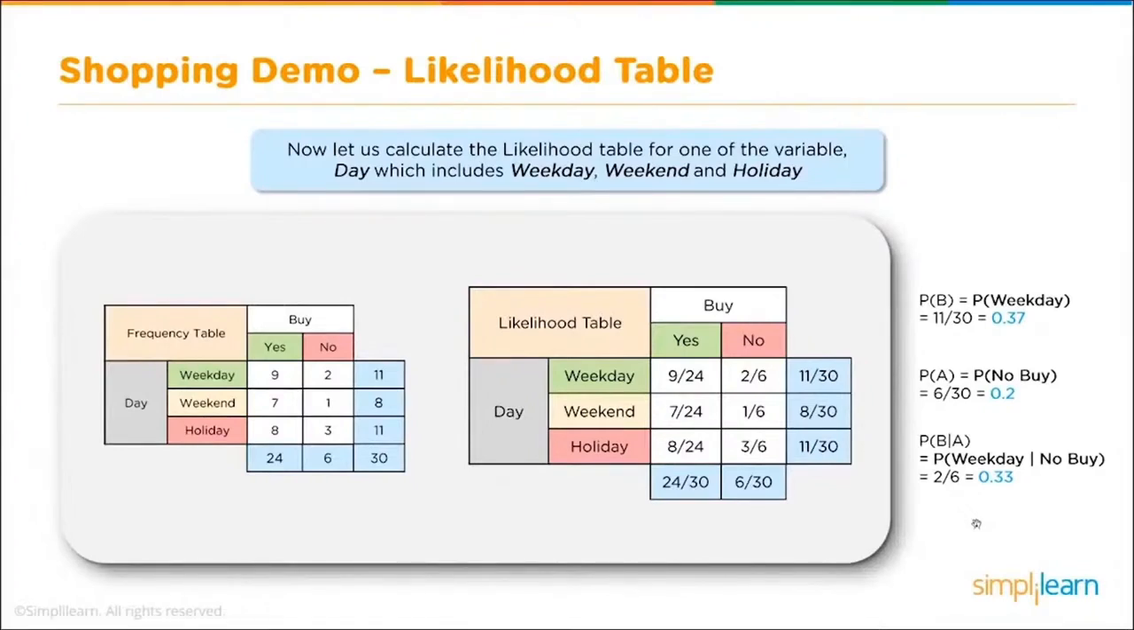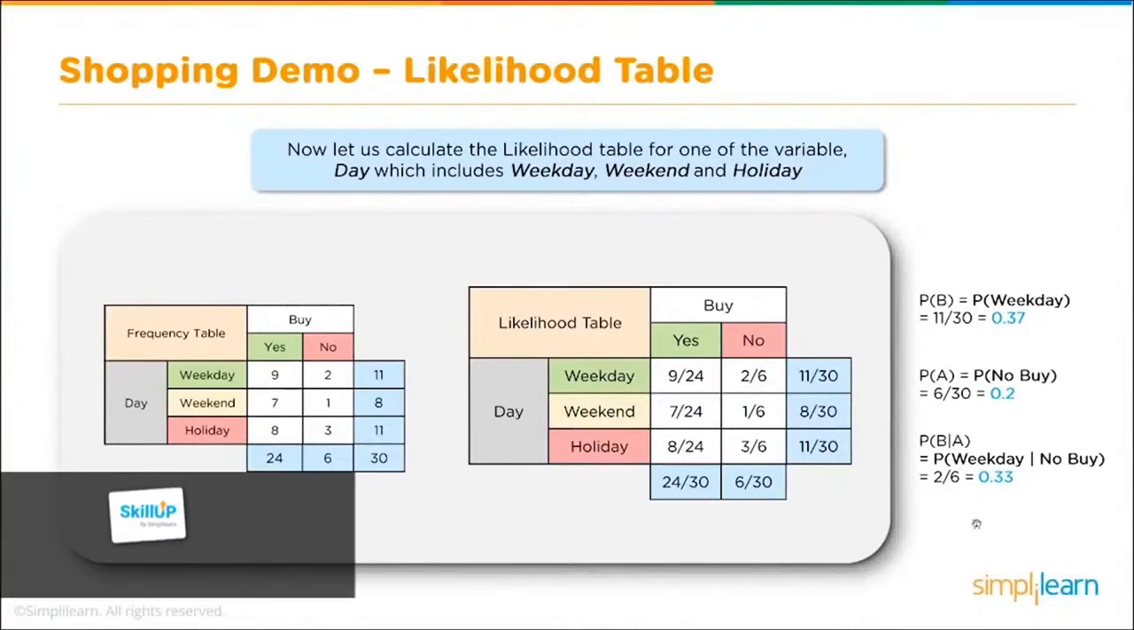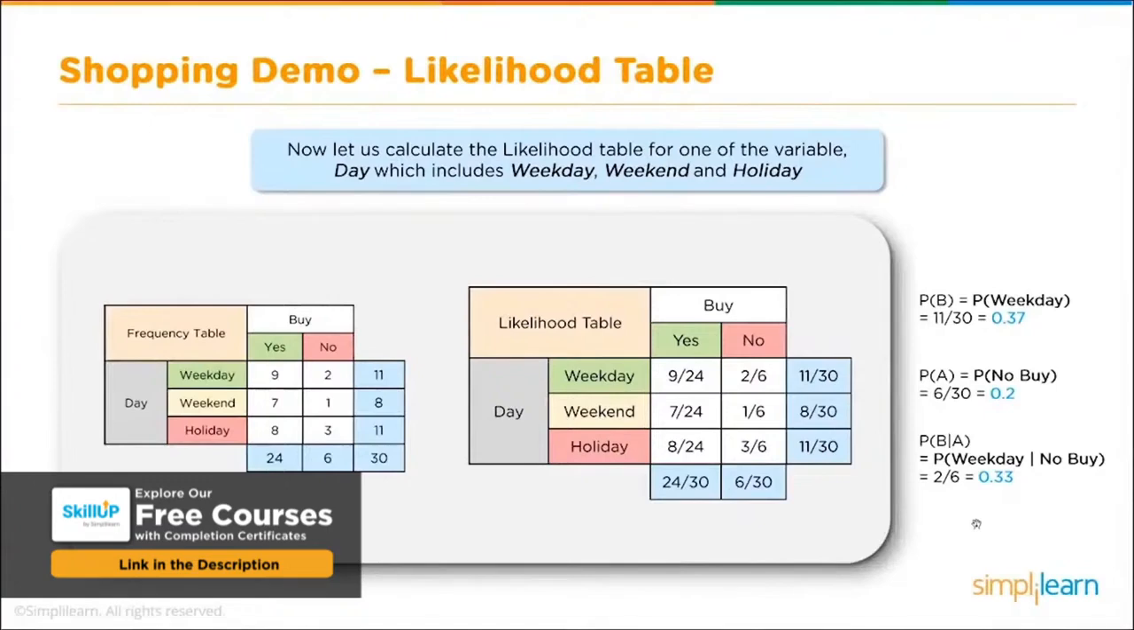And when we fill in the chart on the right, you can see that 9 out of 24 purchases are made on the weekday, 7 out of 24 purchases on the weekend, and 8 out of 24 purchases on a holiday. And out of all the people who come in, 24 out of 30 purchase. You can also see how many people do not purchase. On the weekday, it's 2 out of 6 didn't purchase, and so on and so on.